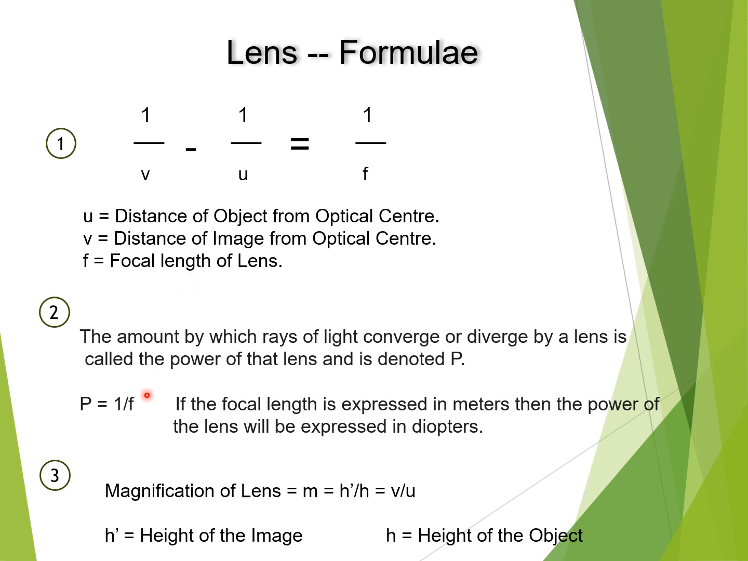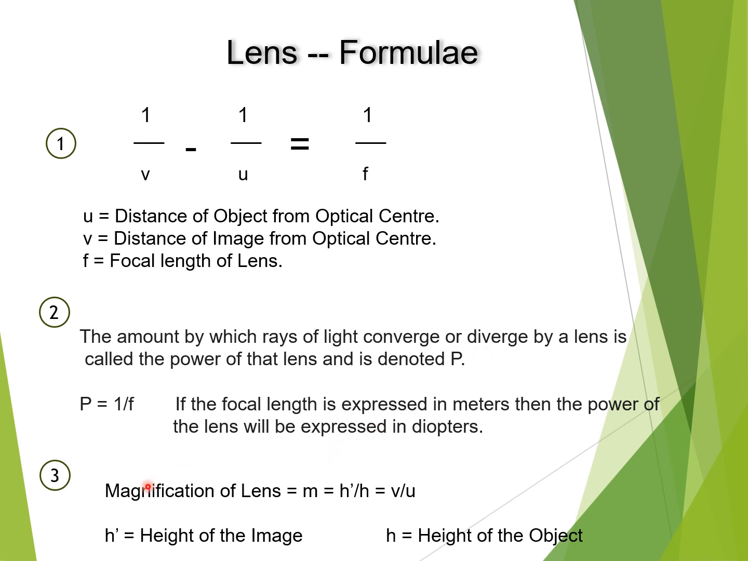Then the power, the amount by which rays of light converge or diverge by a lens, is called the power of that lens and is denoted by P. Exactly same as the mirror. There also it was P, and P was equal to 1 upon F. If F is in meter, then the power shall come in diopter. It is same as in the case of mirror.